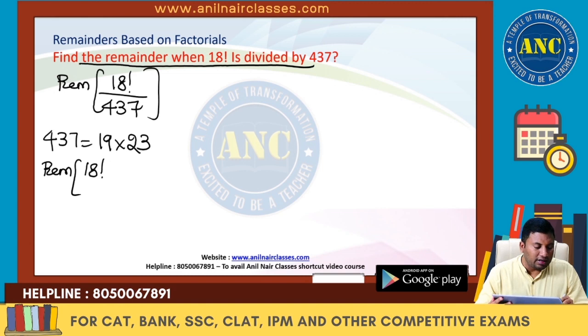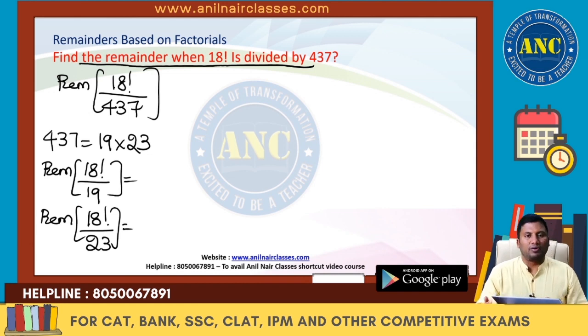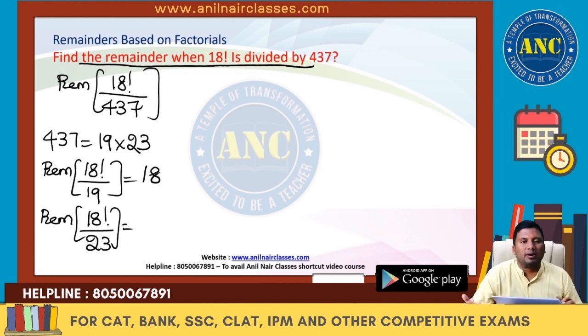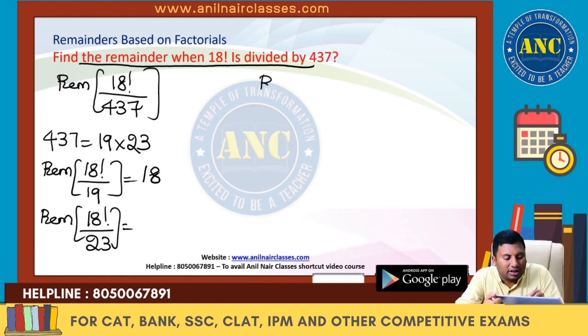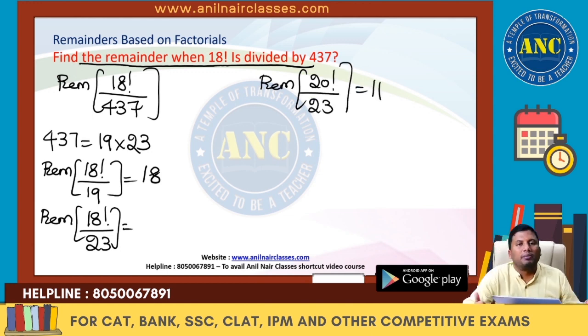The remainder when 18 factorial is divided by 19 we have to find, and the remainder when 18 factorial is divided by 23 we have to find, and then we have to form the equations. So 18 factorial divided by 19 is nothing but 18, that is, (P minus 1) factorial when divided by P. Now 18 factorial divided by 23: 20 factorial divided by 23 is nothing but 11. Why? Because it is of the form (P minus 1) by 2.